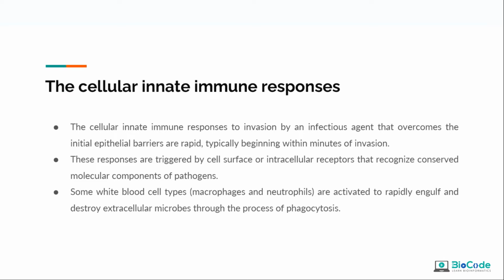The cellular innate immune responses. The cellular innate immune responses to invasion by an infectious agent that overcomes the initial epithelial barriers are rapid, typically beginning within minutes of invasion. These responses are triggered by cell surface or intracellular receptors that recognize conserved molecular components of pathogens. Some white blood cells, like macrophages and neutrophils, are activated and rapidly engulf and destroy extracellular microbes by the process of phagocytosis.